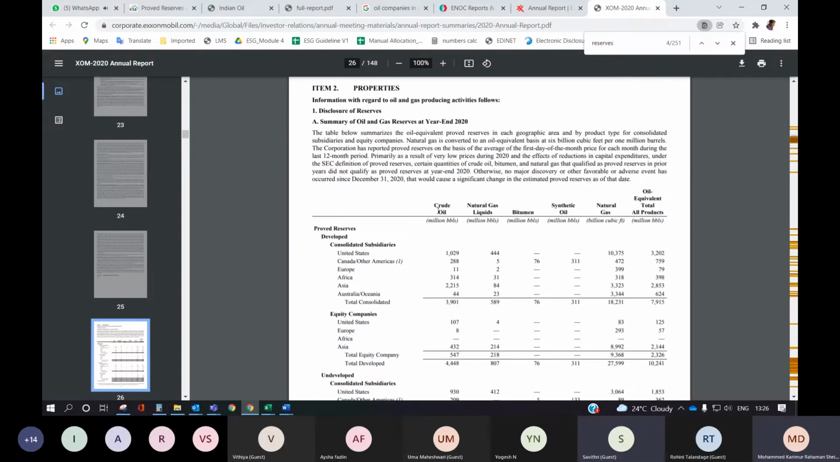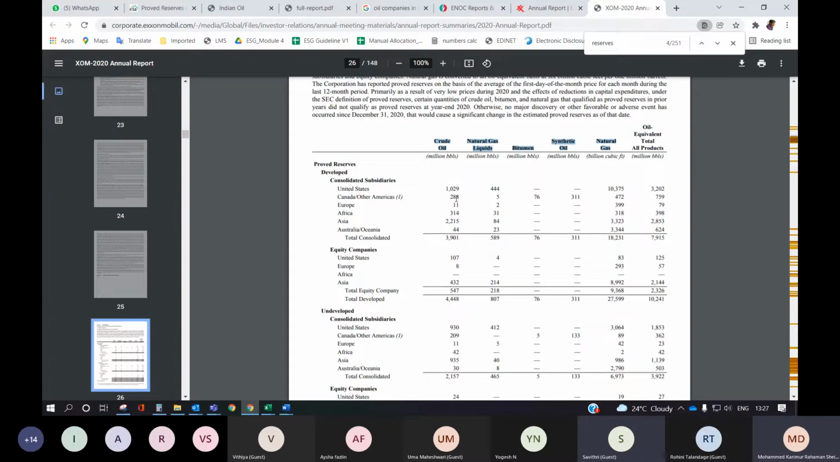So this company is extracting crude oil, natural gas liquid, bitumen, synthetic oil, and natural gas, and also the other equivalent total of all products. These are all the different kinds of oils and gases this company is extracting, and these are all the reserves according to the locations where they operate. In the United States they have 1029 million BBLS. BBLS is nothing but billion barrels.